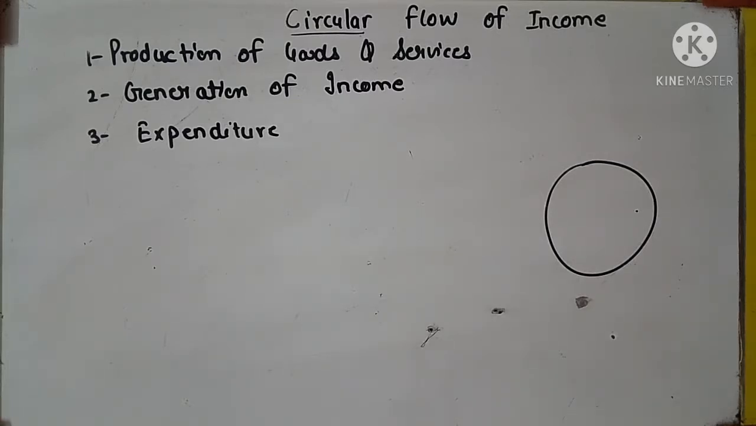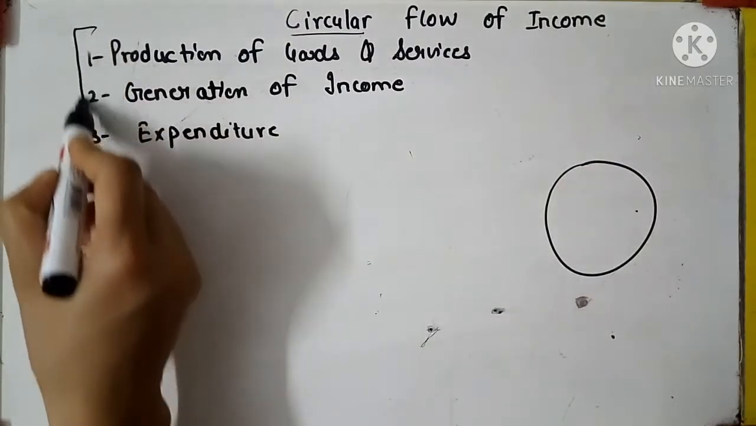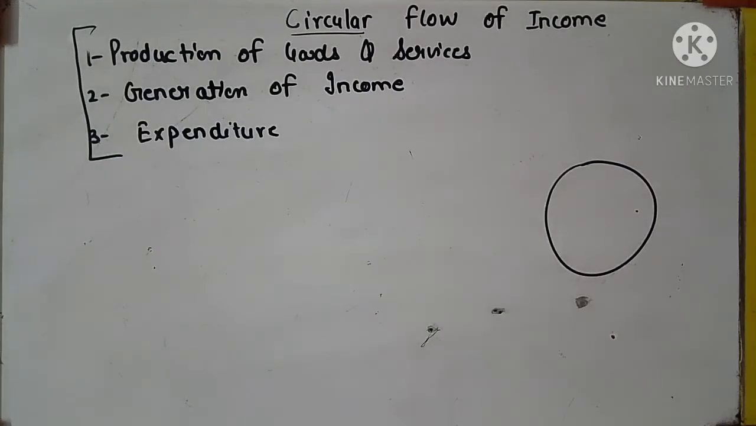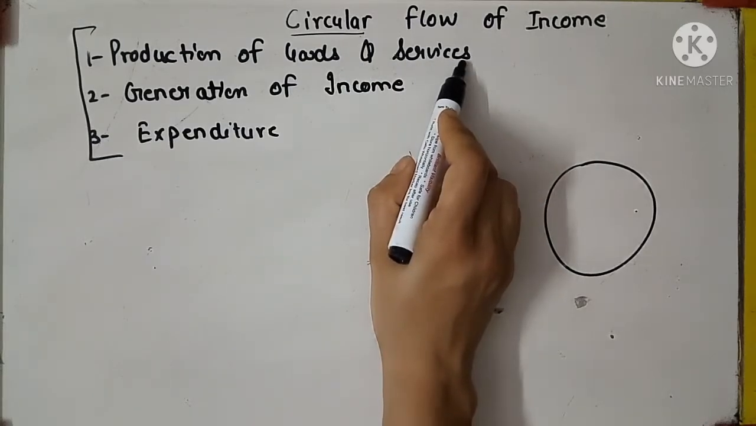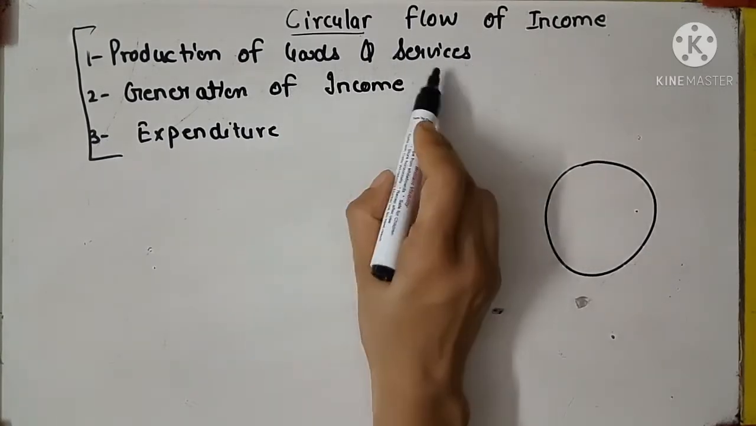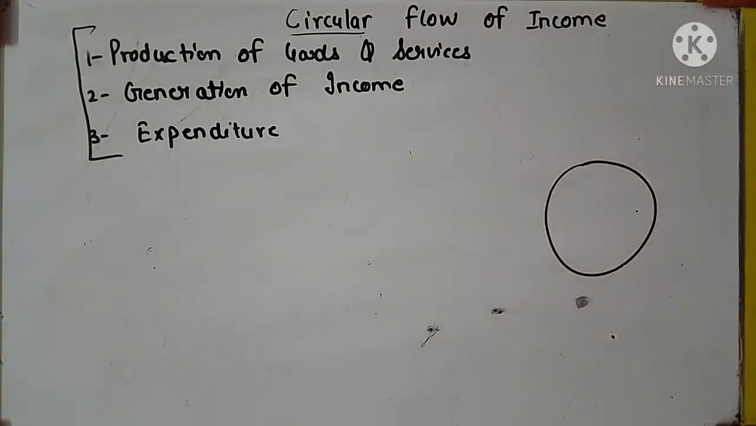In our economy, three activities are never going to end. And what type of activities are there? The first one is production of goods and services, because consumers demand goods and services, like all of us. Our requirements, our desires, our wants are never ending.